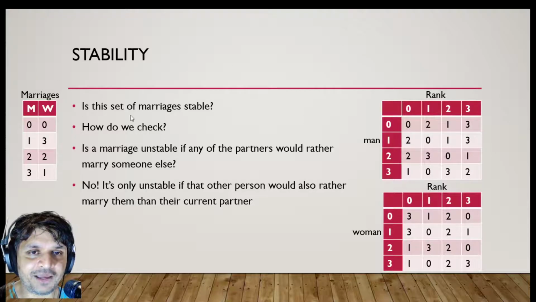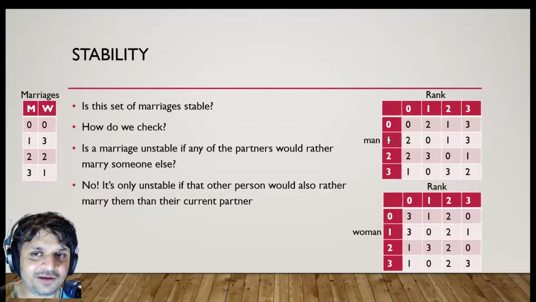Maybe man one is with woman three. Does that mean man one has ended up marrying his least favorite woman? Does that mean that marriage is unstable? Because he could leave to be with woman two, naught, or one, because he doesn't like woman three at all, and that's the woman he's married to. Well, not necessarily. It's only unstable if one of these women would leave their husband for him. So he won't leave woman three unless a better woman would choose to be with him.